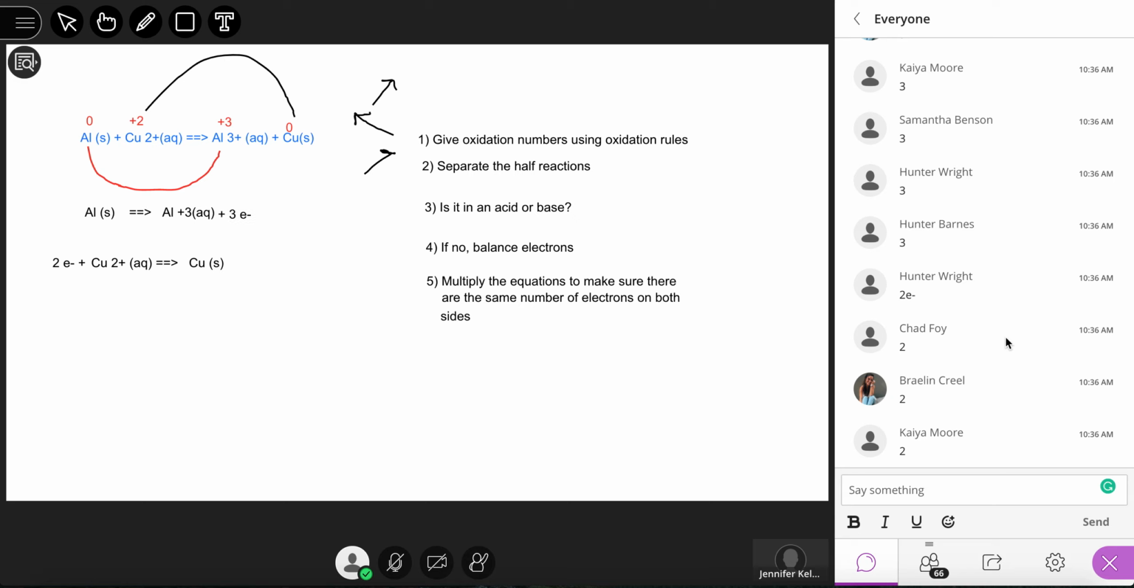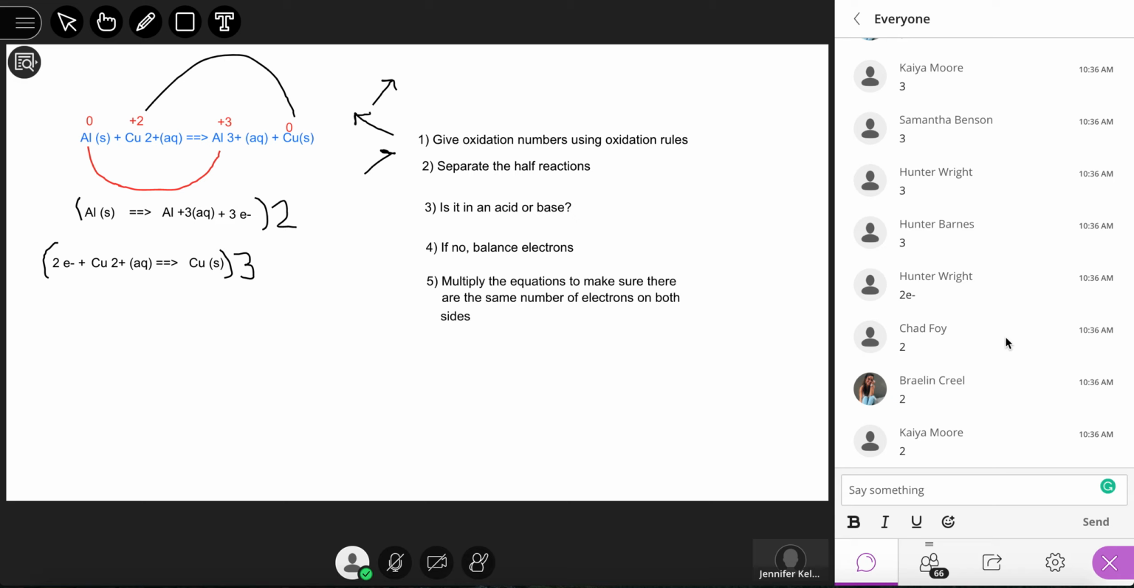Okay, so we are going to multiply this whole thing by 2. And we're going to multiply this whole thing by 3. And the goal here is just to make sure that the number of electrons is the same. So if I multiply aluminum 1 by 2, then I'll have 6 electrons. If I multiply the copper 1 by 3, then I'll have 6 electrons. So this is what we would get.